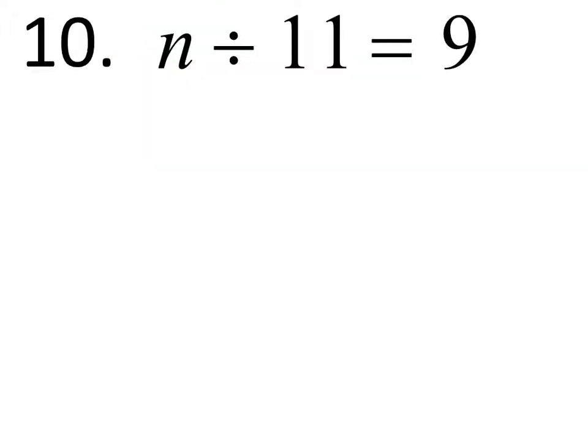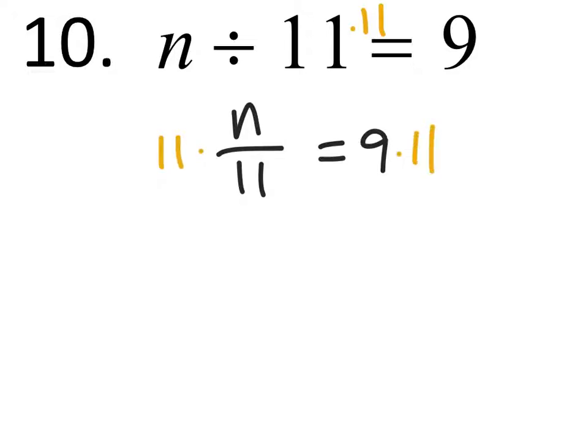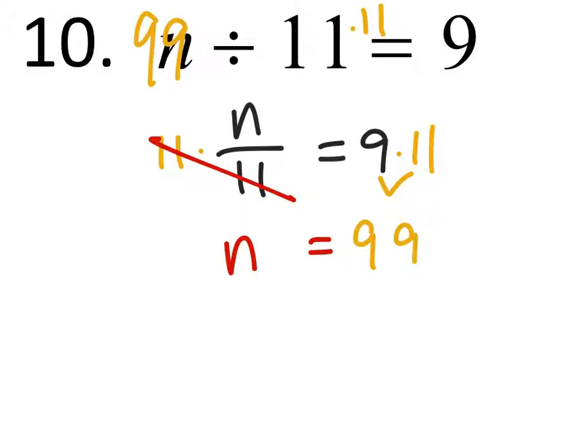So number 10 right here, this is n divided by 11. So I need to undo that division by multiplying by 11. Now here's what this would look like if we'd written it as a fraction. n over 11 equals 9. So it's no different than what we did on that last example. Multiplying both sides by the denominator allows us to eliminate those 11s. And we're just left with the n, which equals 9 times 11, which is 99. And again, we could check that 99 divided by 11 is 9. And we know that our answer is correct.